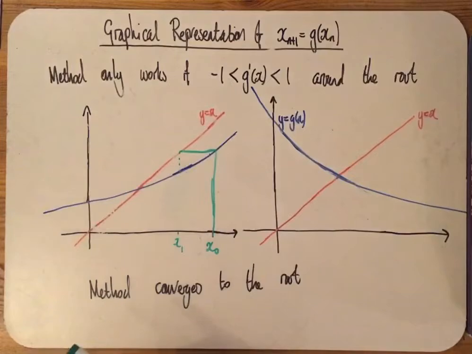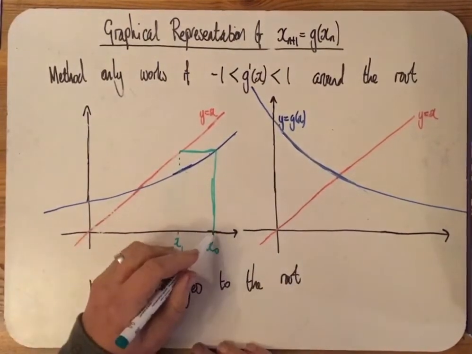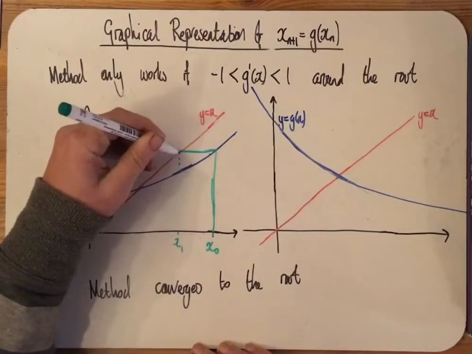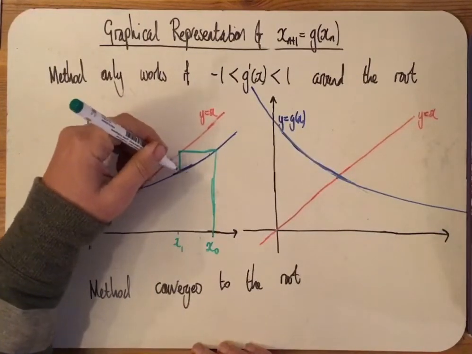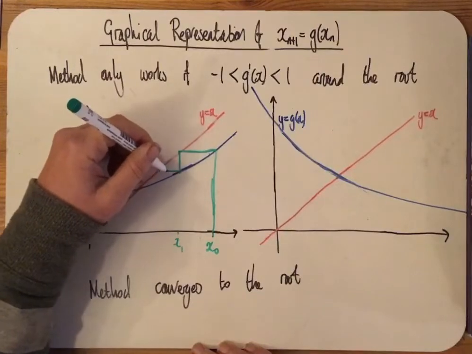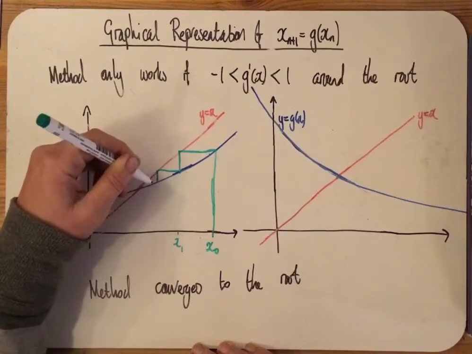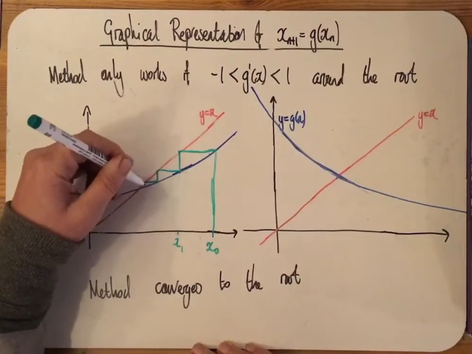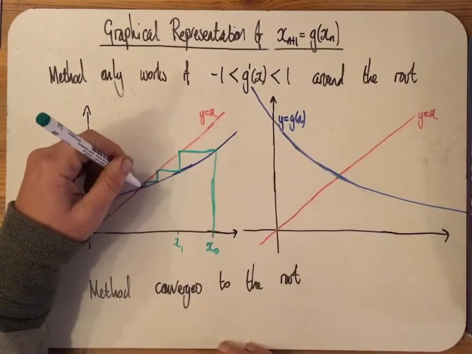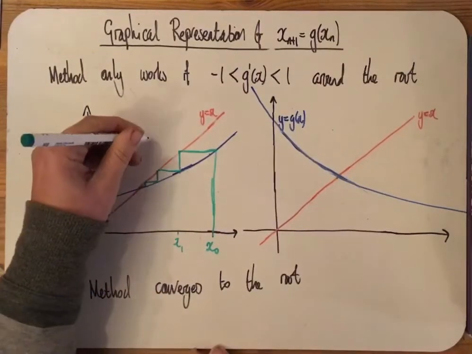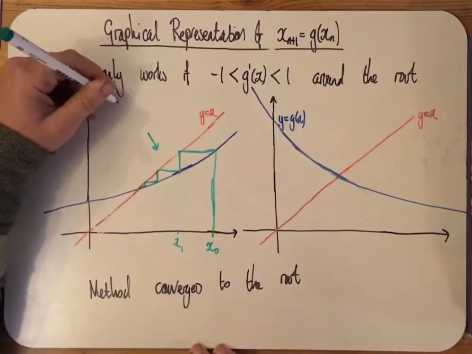But you're actually plugging in successive values of x. So you go starting value, y equals g(x), across to y equals x, up or down to y equals g(x), across to y equals x, up or down, across, and then you're homing in on that root, and that creates a staircase diagram.